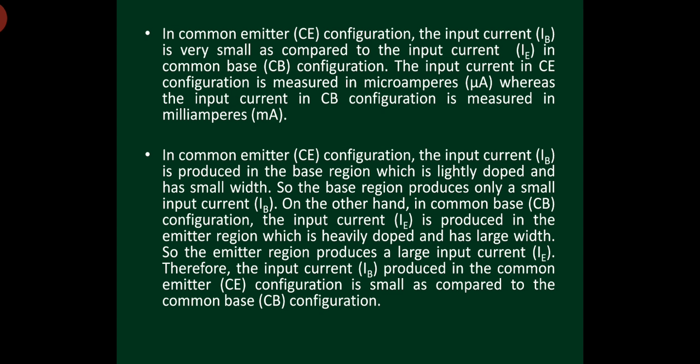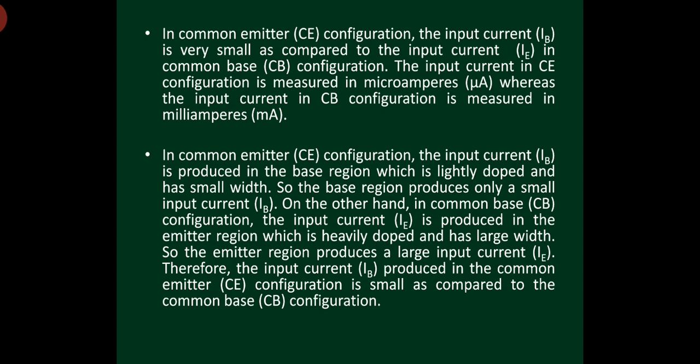So IE, the input current, is high, in the order of milliamps, and the output current is also in milliamps in common base configuration. But in common emitter configuration, the input current is IB, which is in the microamp range, and the output current is IC, which is in the milliamp range. So in common emitter configuration, input current is less, output current is high.